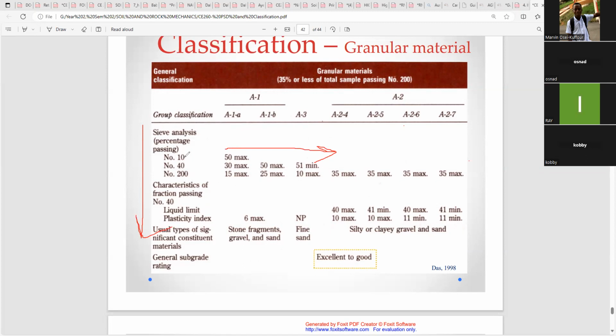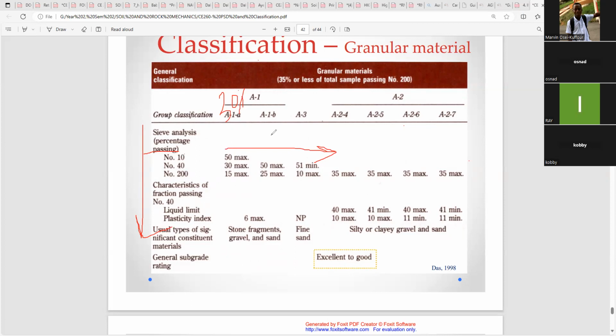All right, you come to your number 10 sieve, the percentage passing. Have you seen percentage passing here? Yes. Okay, so percentage passing number 10 sieve. If maybe we have our percentage passing number 10 sieve to be 30%.